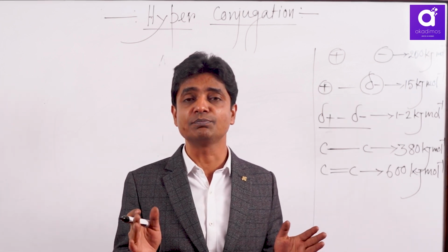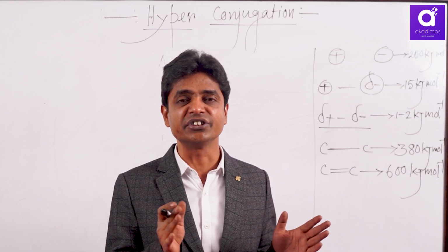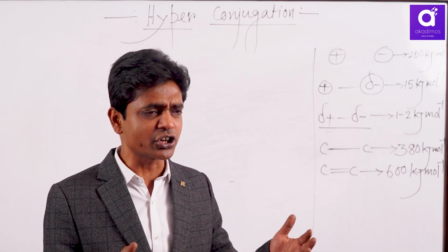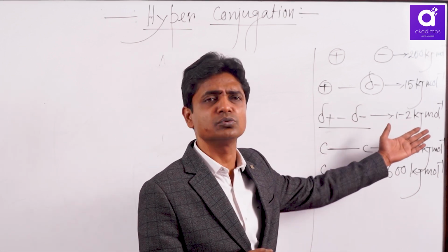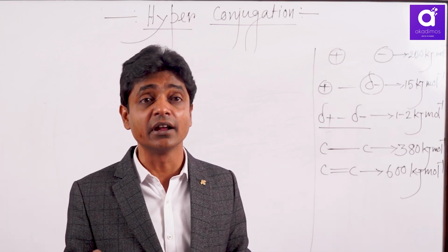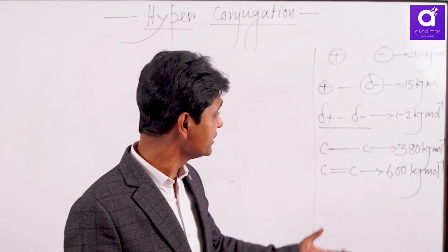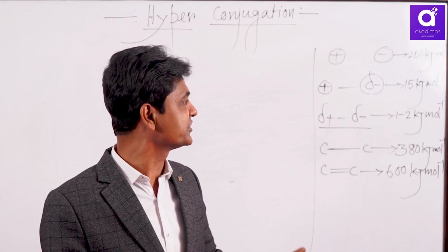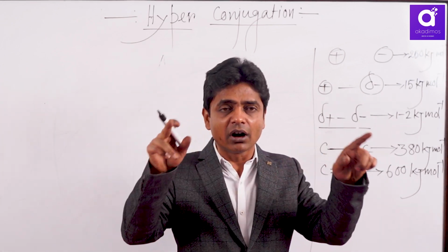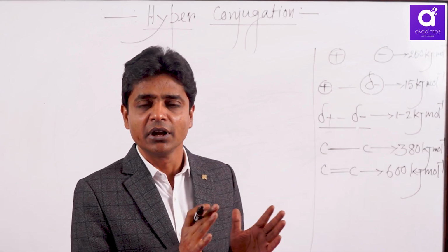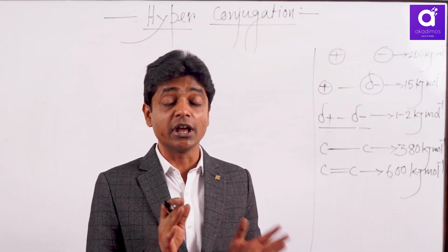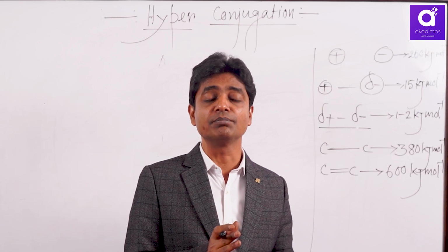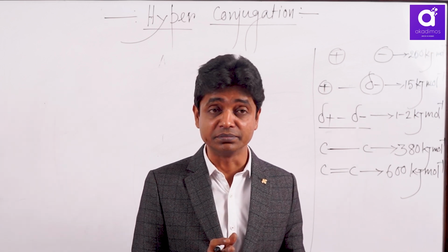Actually, in the GOC part, first is inductive. That is about dipole-dipole interaction, and its corresponding energy is much less, 1 to 2 kilojoule per mole. Whereas for the other two effects, hyperconjugation and resonance, you get additional covalent interaction, and its corresponding energy is much greater than inductive. That's why, in an organic molecule with inductive, hyperconjugation and resonance, we always give priority to resonance, then hyperconjugation, and lastly inductive.